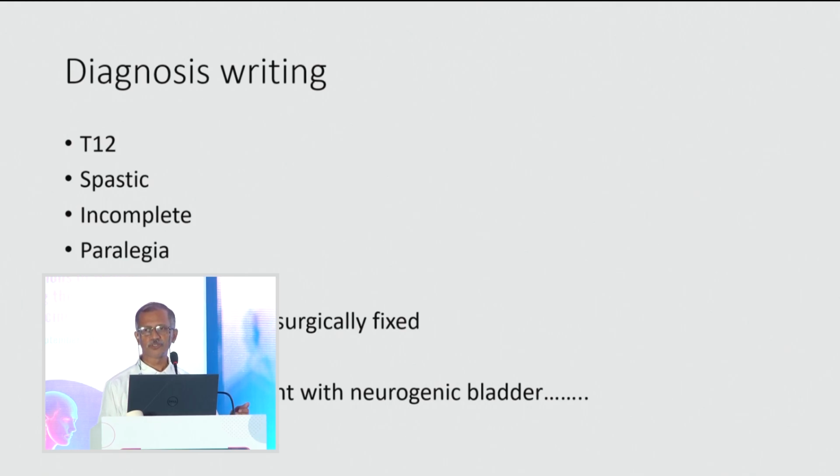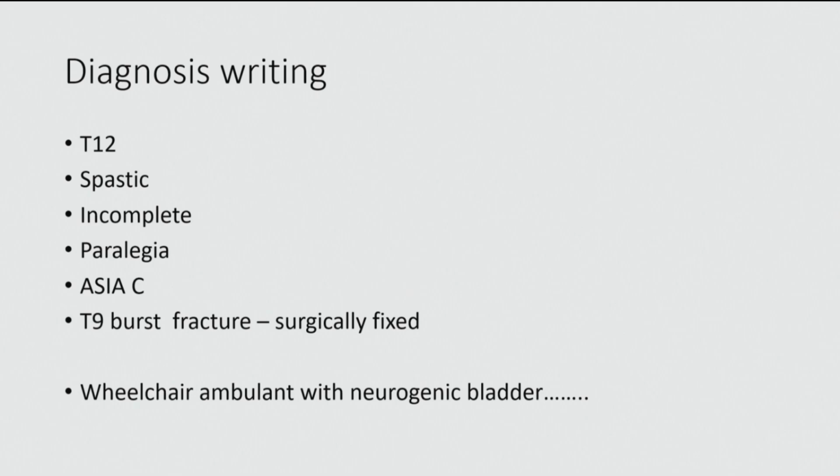So when you come to diagnosis writing, we actually follow this. That is the neurological level, for example T12. Then classify it into spastic or flaccid, then complete or incomplete, then either paraplegia or quadriplegia, then according to ASIA grading, and then you also describe the fracture that has occurred to the spine, that is T9 burst fracture, and whether it is surgically fixed.